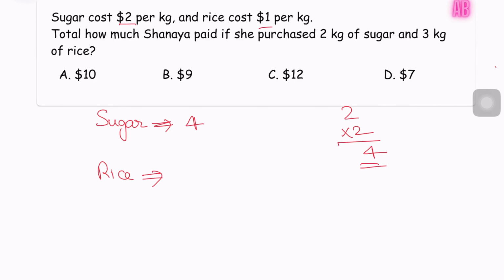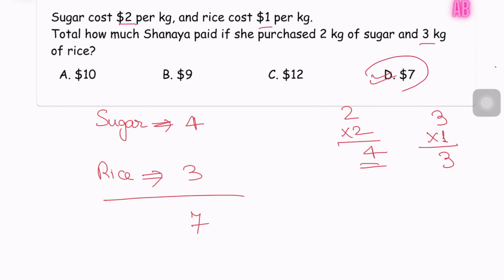Now rice is $1 per kg. She purchased 3 kg of rice. So what will be the cost of 3 kg of rice? It will be 3 times 1, that is 3. What will be the total money she spent on sugar and rice? 4 plus 3, $7. Option number D.